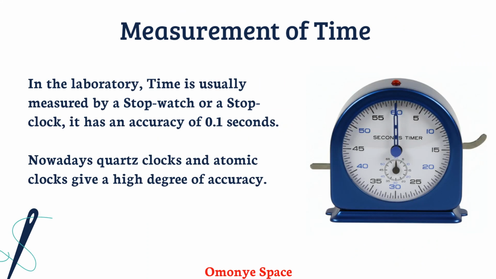In the laboratory, time is usually measured by a stopwatch or a stop clock. Take note: in the laboratory, we use a stop clock or a stopwatch to measure time. Also, it is good that we note that the stopwatch or the stop clock has an accuracy of 0.1 seconds.